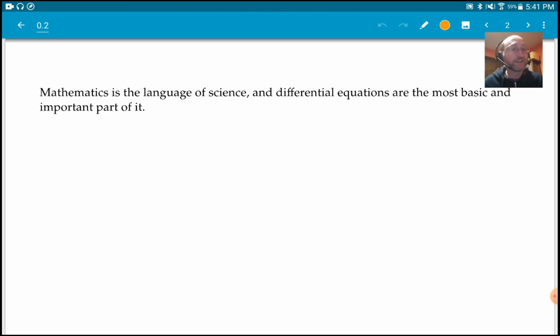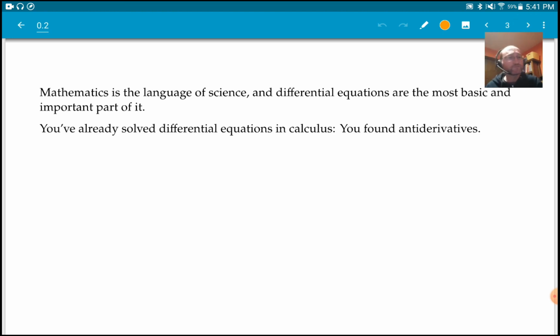This might sound kind of lofty, but mathematics is the language of science. That's what everybody always says. And differential equations are the most basic and important part of this, because all the laws of nature and physics are written basically as differential equations. So understanding differential equations really makes you understand how nature works, especially once there are things that change. So where do you need derivatives? Essentially everything.